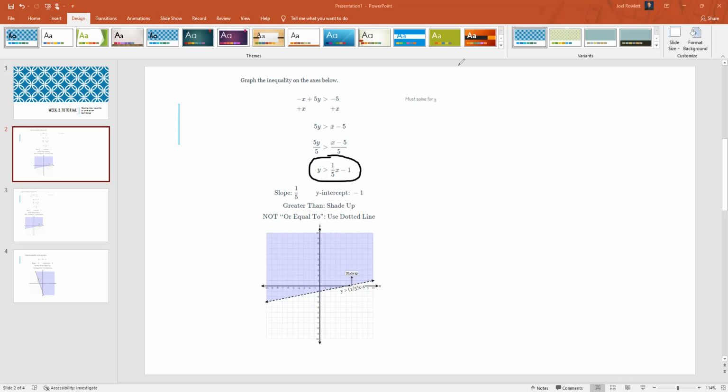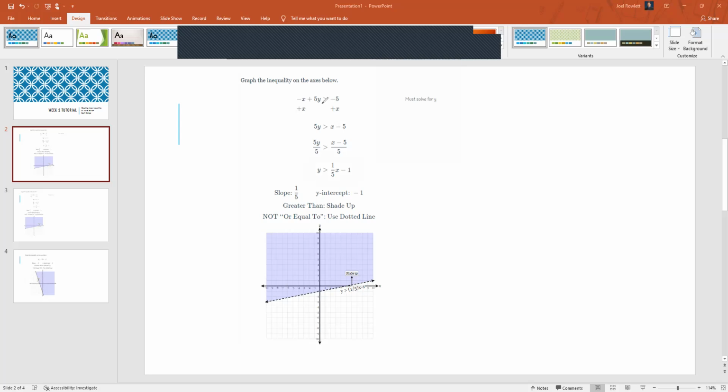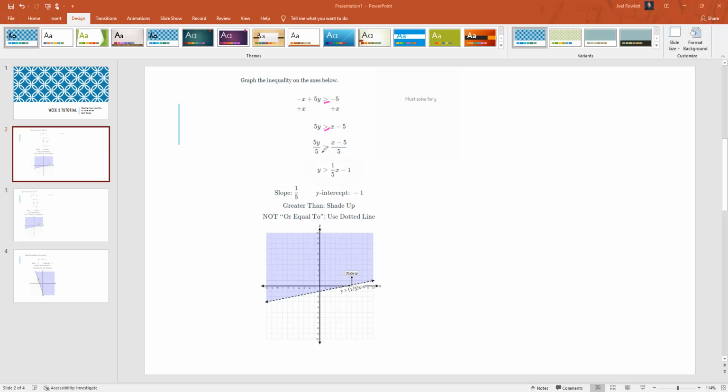If this had been, let's say from the very beginning, greater than or equal to, of course, we would have continued that throughout. And in this case, we would absolutely have a solid line because it includes the line itself and any set of points above the line.